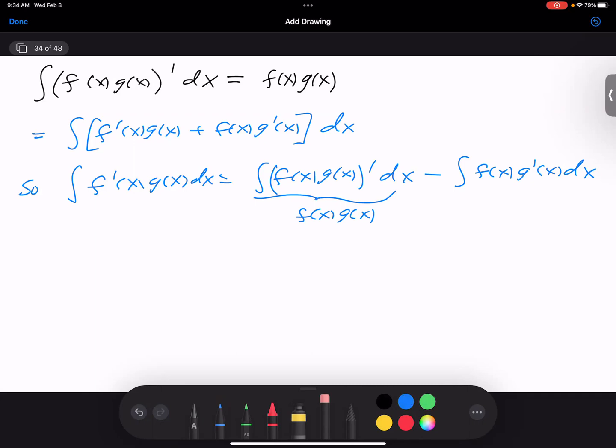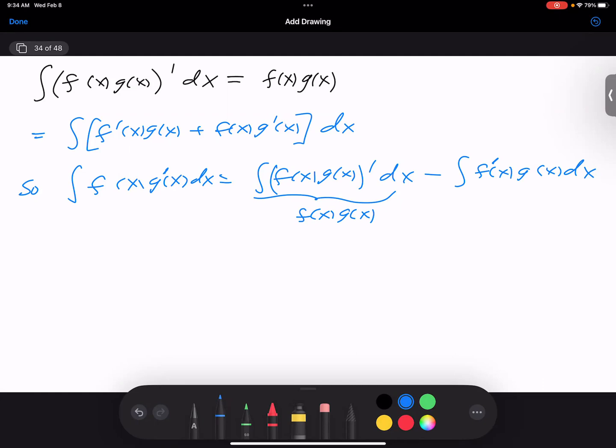Could I switch things? Instead of doing it this way, could I have the prime on the g here and the prime on the f here? Yeah, that just changes which one I move over to the other side. I have a choice. I have two possibilities that are essentially the same.